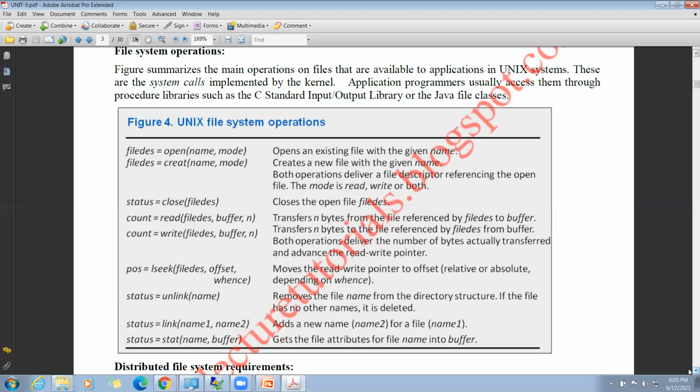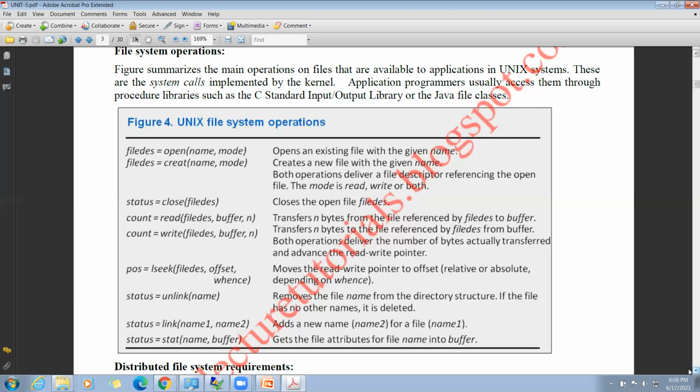Okay. Next, link name 1 comma name 2. That means it adds a new name, that is name 2, for a file name 1. That is nothing but giving a new name to the old file. Next, stat name comma buffer. It gets the file attributes for the file name into the buffer. Okay, these are some different Unix file system operations.